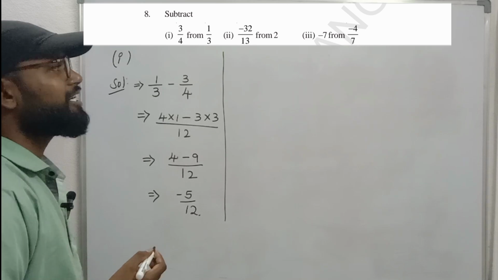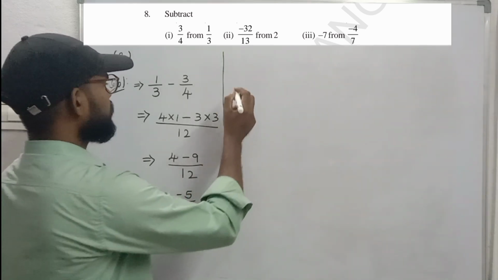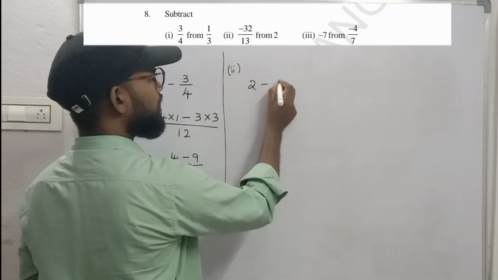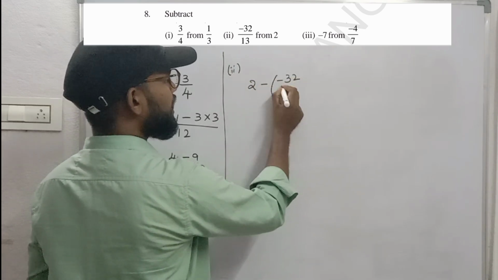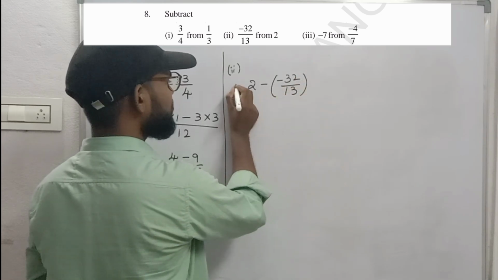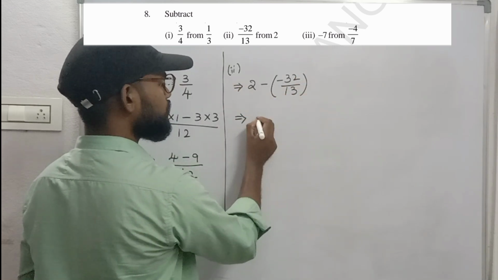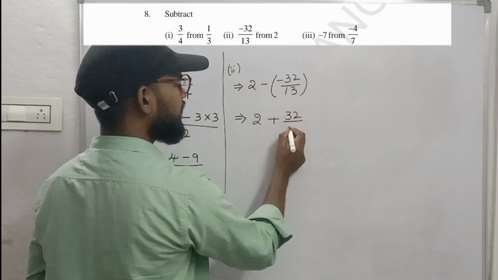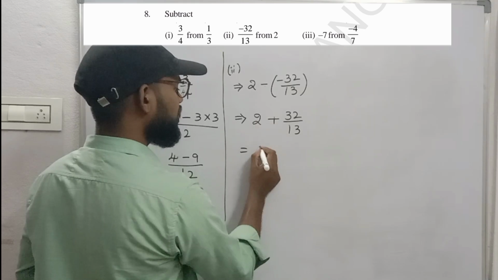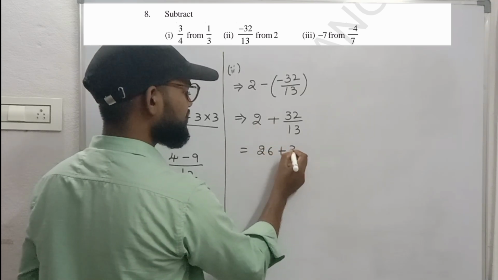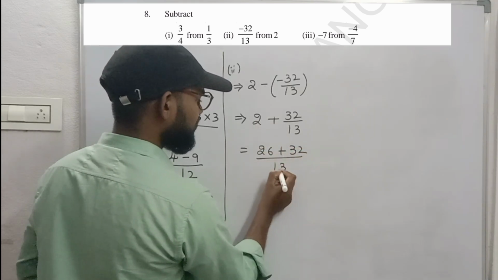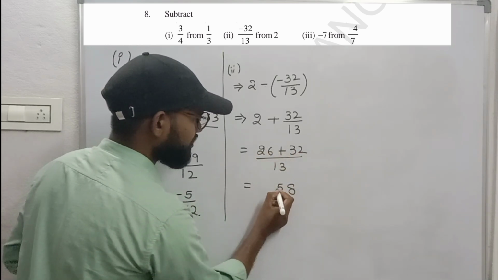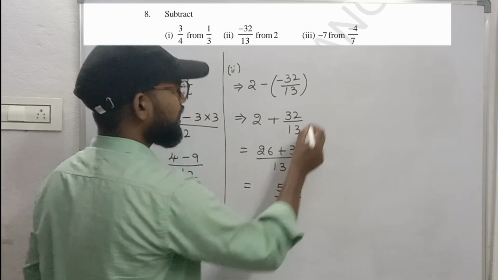Subtract minus 32 by 13 from 2. So first you have to write 2 minus 32 by 13. Whatever the fraction given there, you have to write as it is. Next, minus into minus is plus, so 2 plus 32 by 13. Now 13 2s are 26. 26 plus 32 by 13. Now 6 plus 2, 8. 2 plus 3, 5. So 58 by 13 is your answer.